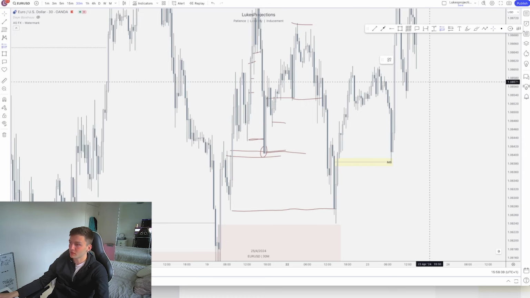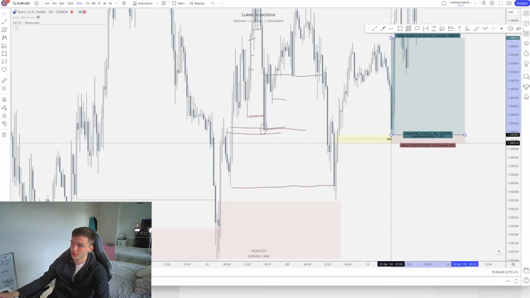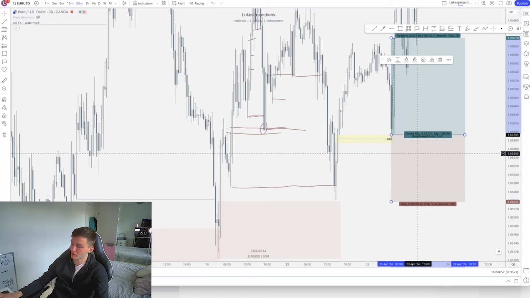Imbalances, fair value gaps, I don't usually like trading, because you're going to be having bigger stops. Essentially, if we were entering here, I wouldn't have the confidence to have my stop loss at 1.9 pips. I would probably be having it here. So when it's that large, for me, there's no point in me entering it.